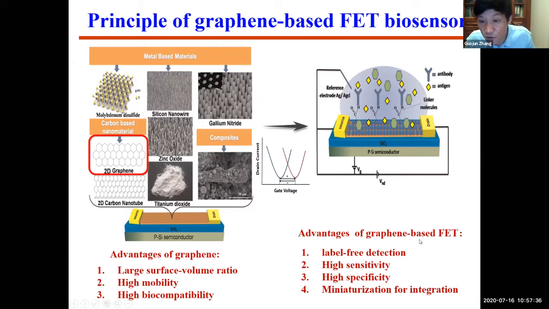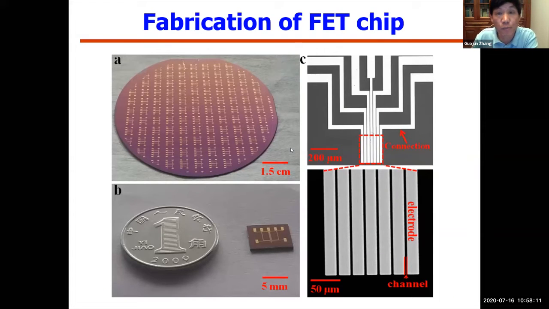The advantages of this FET biosensor are, for example, that the detection can be label-free, the sensitivity is high, and the specificity is also high. Very importantly, because this FET is made on semiconductor material, the device can be miniaturized and integrated for portable device purposes.